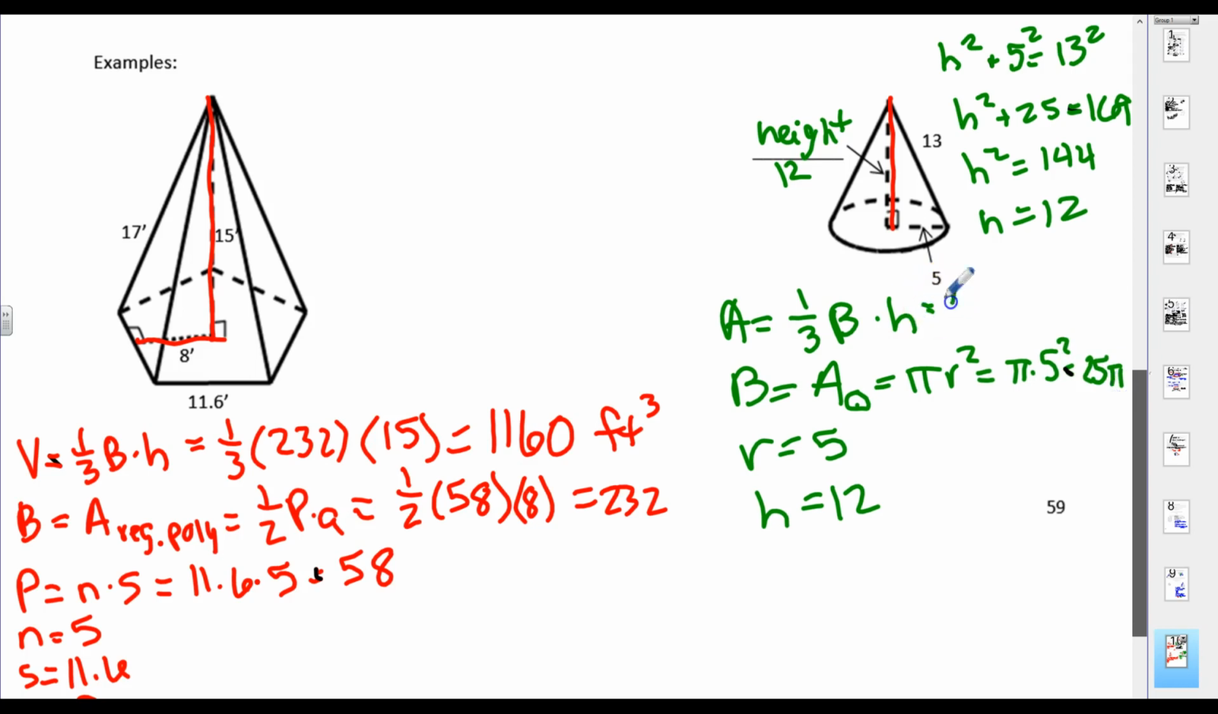Plug in back up here. I've got 1/3 times 25 pi times 12. Sorry, I thought I had enough space. I don't. So my volume, 1/3 of 12 is 4 times 25 gets you 100 pi. And we don't have any units, so this is just units cubed.